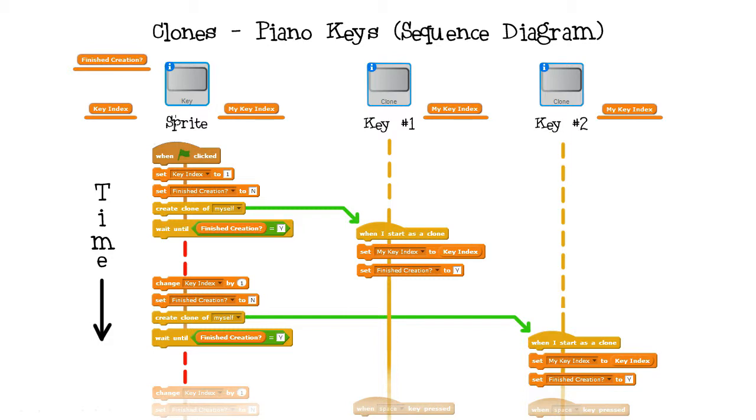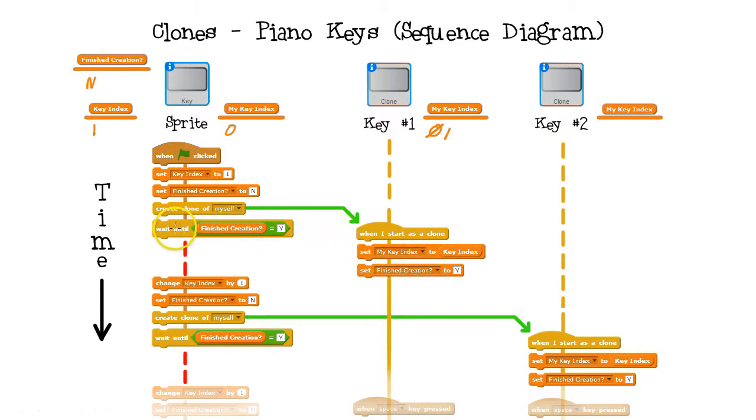I'll show what happens. When a green flag is clicked, key index is set to 1. Finished creation is set to N. And the clone is created. The first clone will get key index value of 1, save it in my key index. This value was initially set to 0. You'll see in the code earlier. Clones get copies of their values from their sprite. Taking the key index value of 1 from key index changes this to 1. It'll use this to determine which key it is. When it's finished, it sets finished creation to a Y.